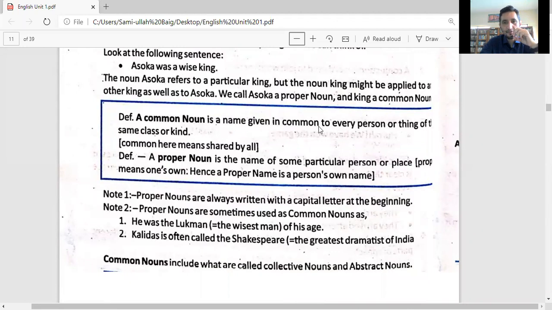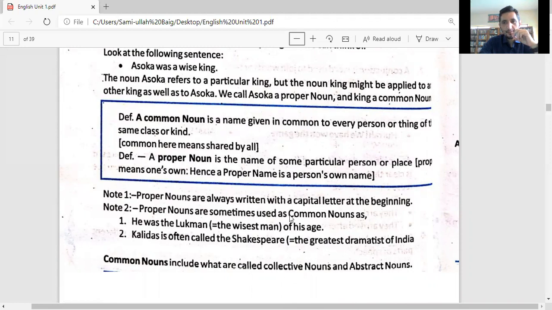Common noun is a name given to every person, thing of the same class or kind. So things you can call in things just like books, people, words like these are common nouns. And what is a proper noun? The proper noun is the name of some particular person or place. For example, the proper name is a person's own name. So your name is a proper name, whereas boy simply is a common name.